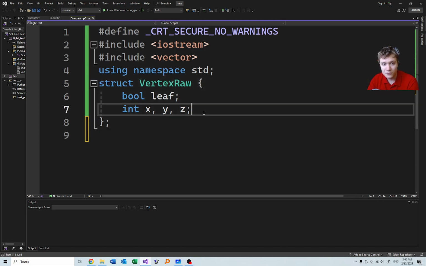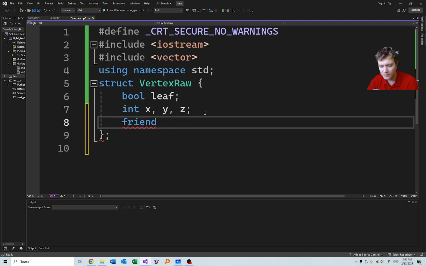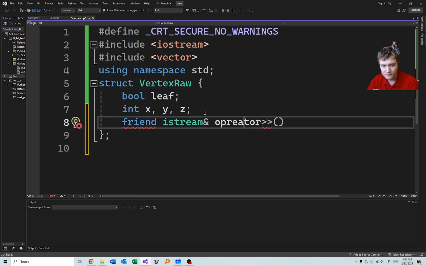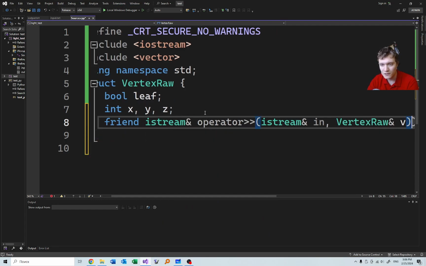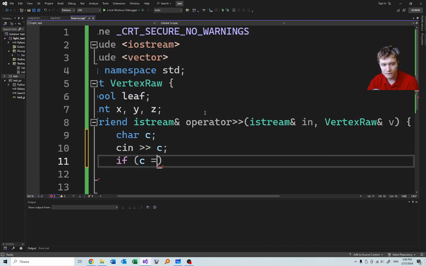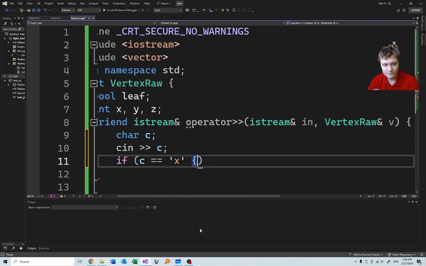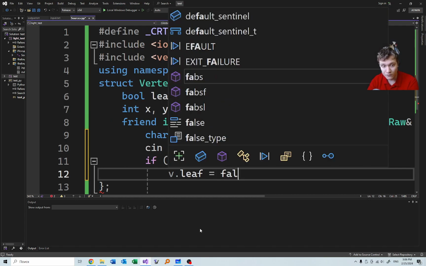Actually, we can write a function of reading. So friend istream greater, istream in vertex row v. So we need to read a char, and if it is an x, then it is an inner vertex. So we say that v dot leaf is false.